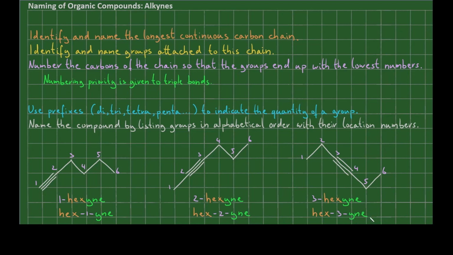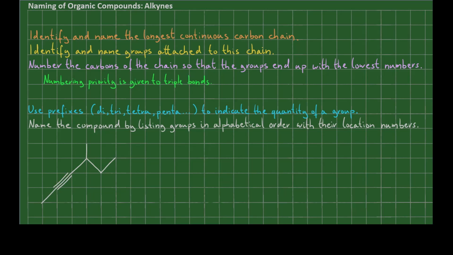The suffix -ine suggests a presence of a triple bond, and the number in front of it tells us where the triple bond is actually located. Let's make things more interesting. What should be the name of the compound on the left?